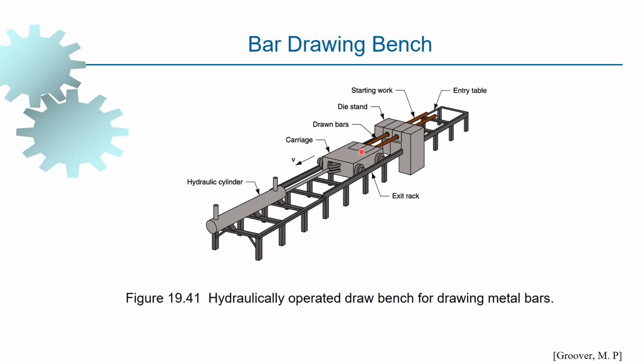You can see here, this is a ram or a carriage. This ram or carriage is operated by hydraulic force or hydraulic cylinders, and the ram, which is fixed to the bars, pulls the bars out of the die, and we get the final finished product. So this is the starting material, and this is the final finished product.